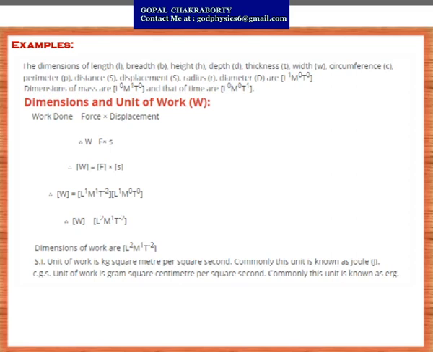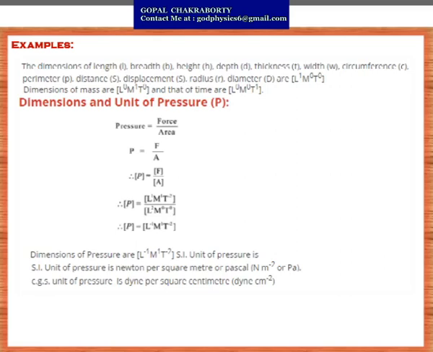Next one, the dimensions and unit of pressure. Pressure means force per unit area, P equals F by A. Force is L to the power 1, M to the power 1, T to the power minus 2 within square bracket, and the area is L square, M to the power 0, T to the power 0. So the dimensions of pressure are L to the power minus 1, M to the power 1, T to the power minus 2. The SI unit of pressure is Newton per square meter, or the Pascal, and the CGS unit of pressure is dyne per square centimeter.